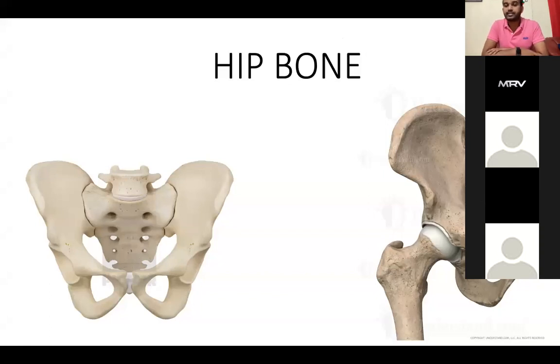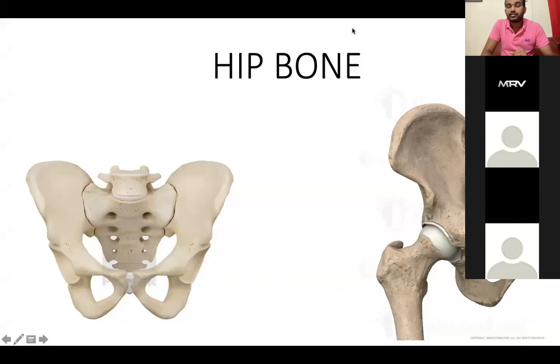So today we will discuss the hip bone. You all know that the hip bone is also called the innominate bone. Innominate bone means a bone which doesn't have any particular name to denote. It is innominate because it doesn't have any particular shape to denote.